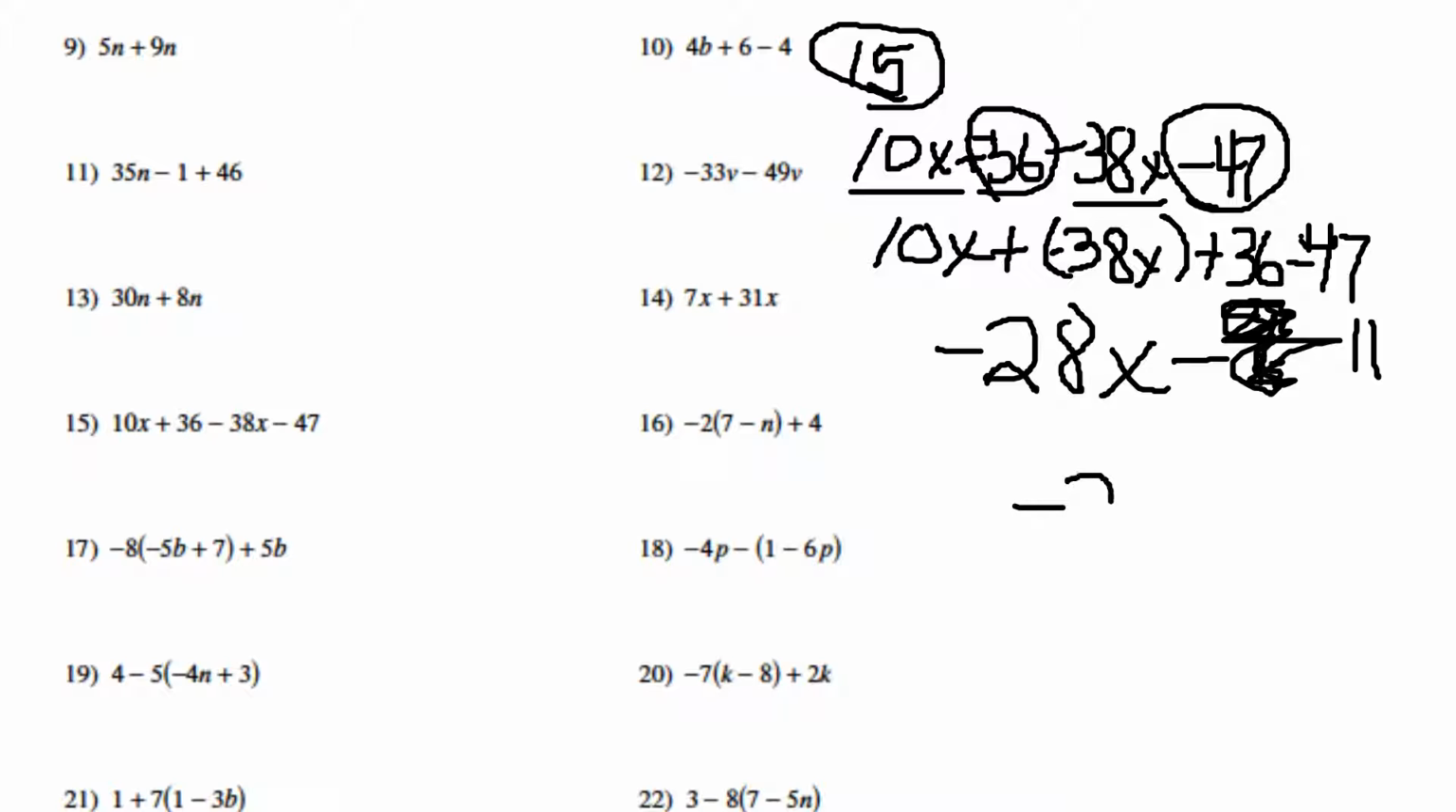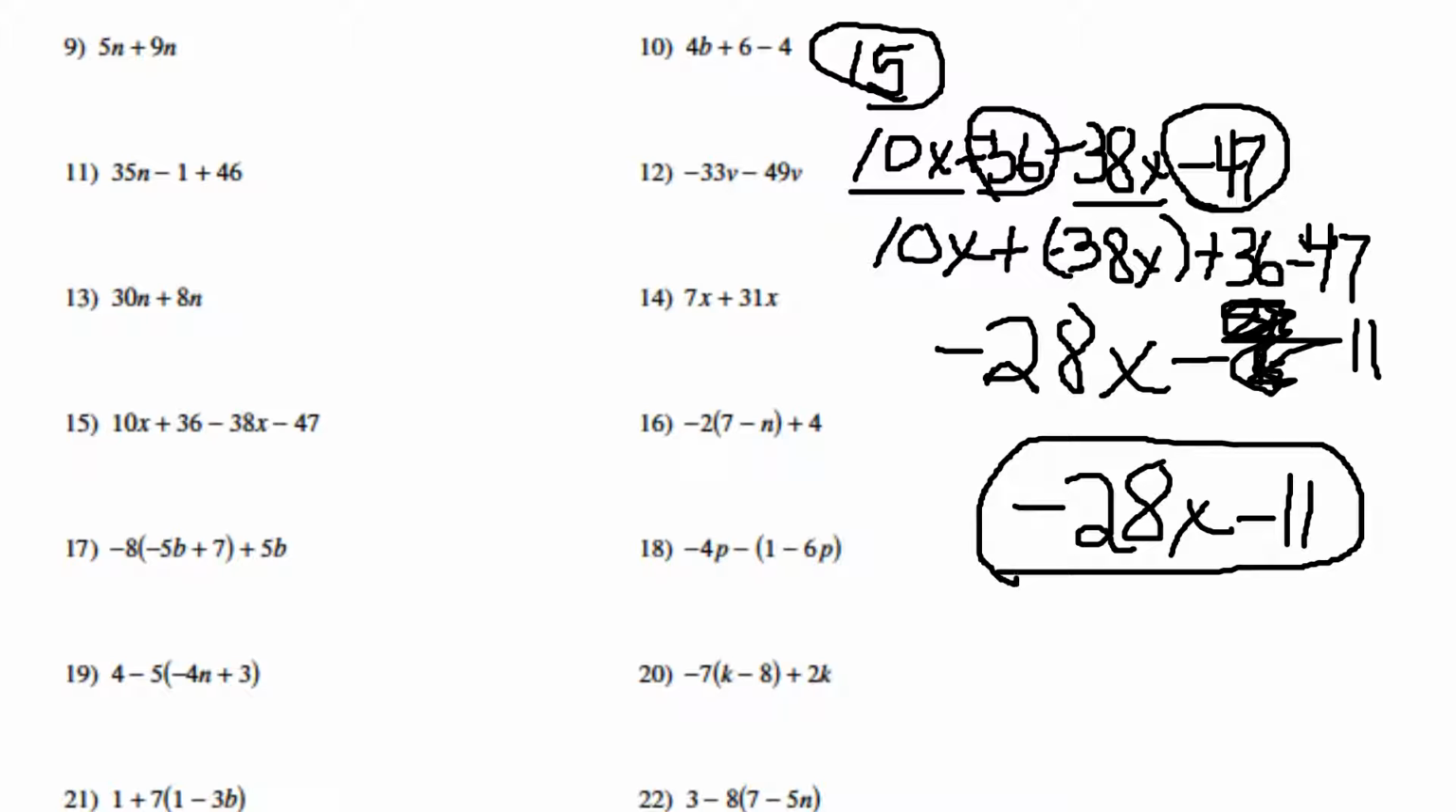So negative 28x. I'm going to rewrite that so it's a little neater. Negative 28x minus 11. There we go. And that's as far as I can take it. This is the simplified version of what we had over here on number 15, which is the simplified version of 10x plus 36 minus 38x minus 47.